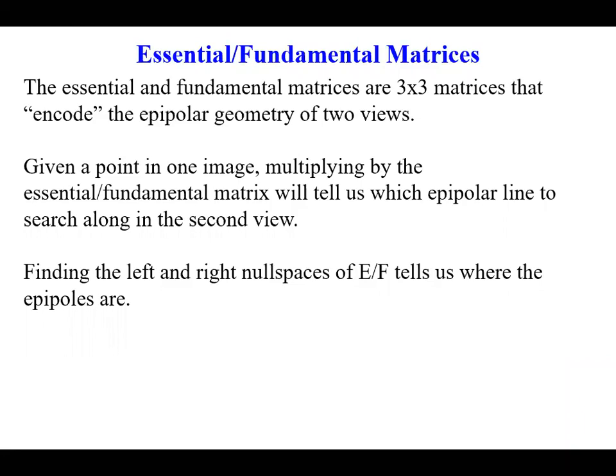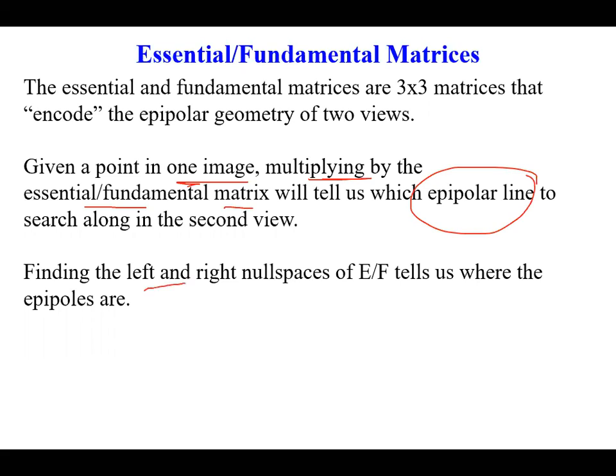So just to summarize, the essential and the fundamental matrices are 3 by 3 matrices. They just encode the epipolar geometry of 2 views. Given a point in one image, I multiply it by the essential or the fundamental matrix, and it will tell me the epipolar line. This is just mapping a point to a line. It can map that using the essential matrix if it is a calibrated camera, or through the fundamental matrix if I don't have a calibrated camera, which is uncalibrated.